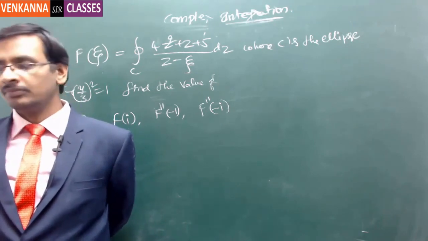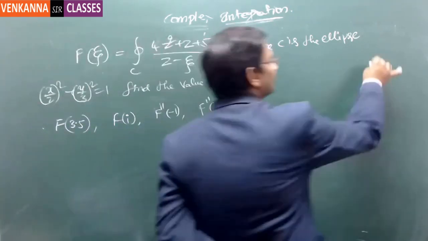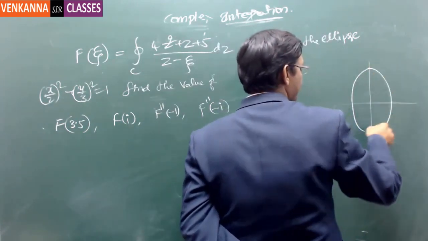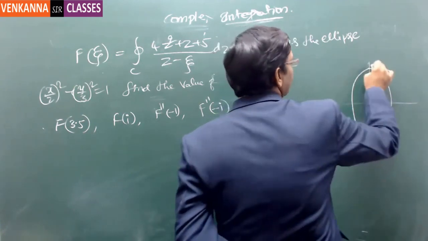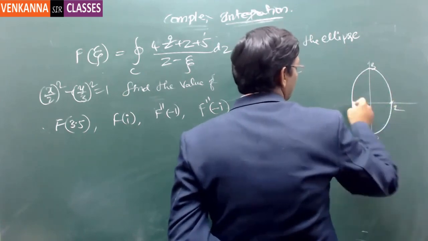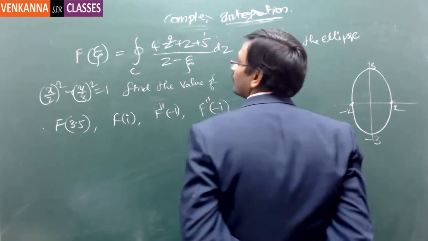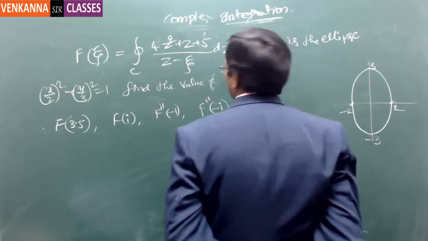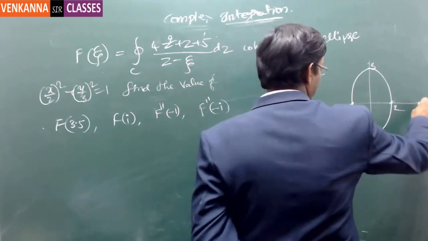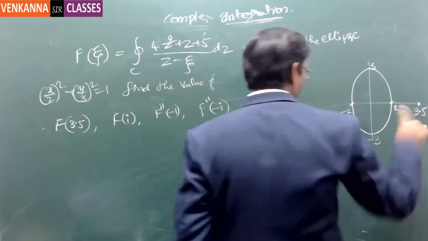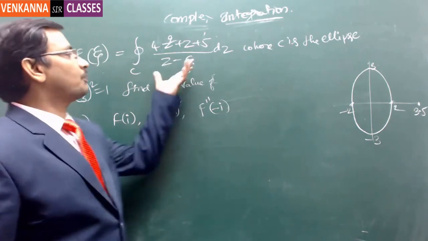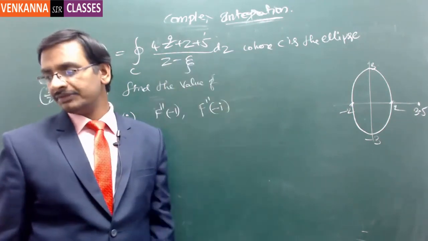So this is a vertical ellipse, and this length is 3 and this is minus 3, and then this is 2 and this is minus 2. Here, f of 3.5 is nothing but the complex function value; 3.5 is somewhere here. This is outside the region. So if xi is equal to 3.5, this point lies outside the region of integration.